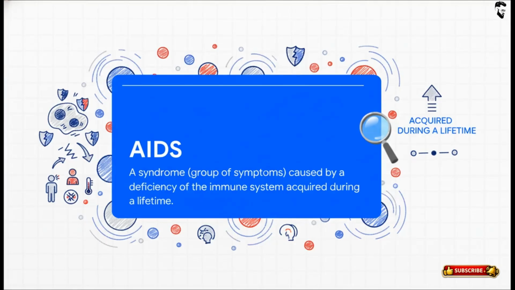In that state, that condition of severe immune deficiency is what we call AIDS, which stands for Acquired Immunodeficiency Syndrome. See, it's not just one disease, but a syndrome, a whole collection of symptoms and infections that pop up because the body's defenses have pretty much collapsed.